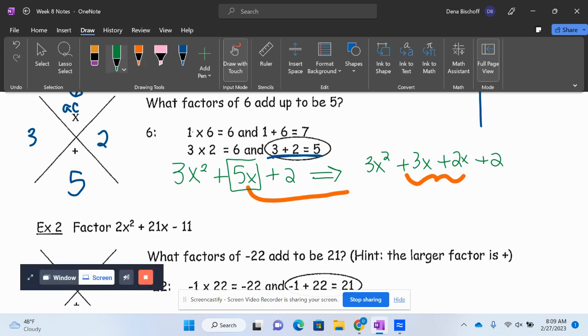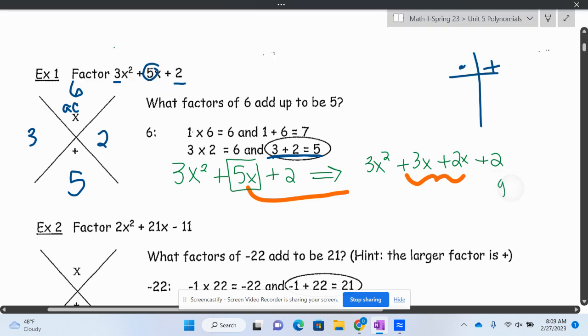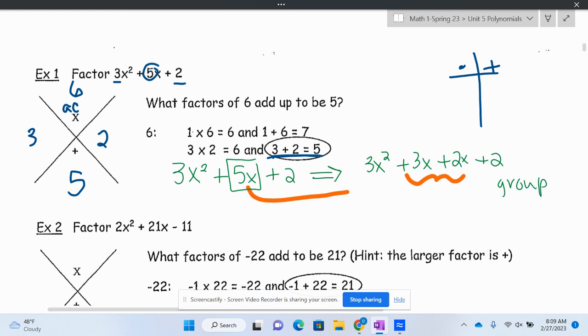We didn't really change the problem. What did we do? We just really rewrote 5x as 3x plus 2x. And that allows us to factor by grouping. So now we are going to group these together. And here's how we group them. We put parentheses around the first two terms and then parentheses around the second two terms. And then we look for a GCF.